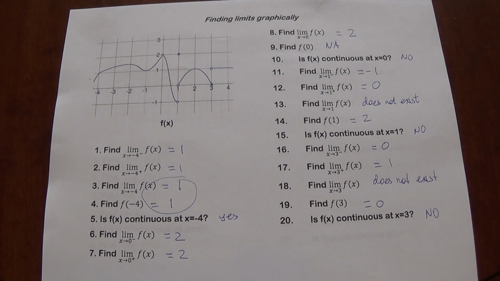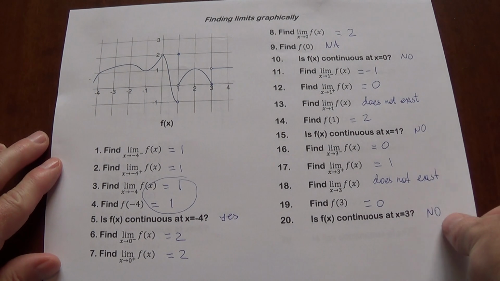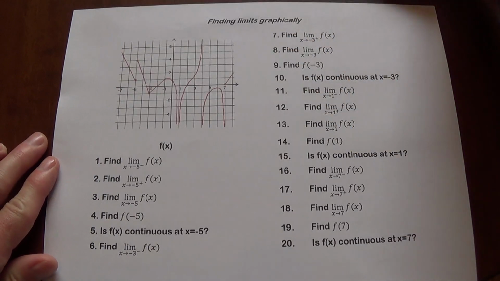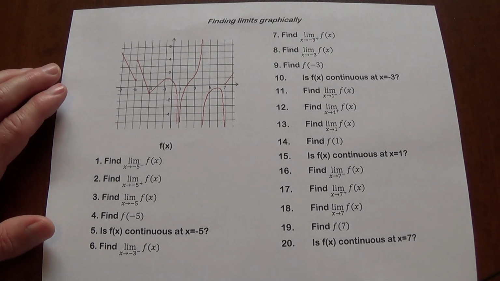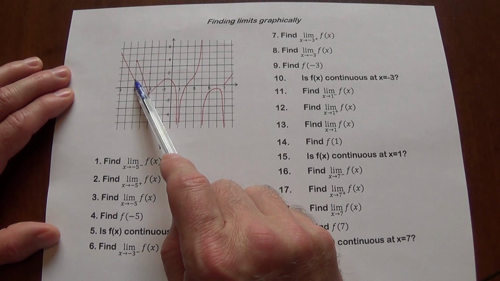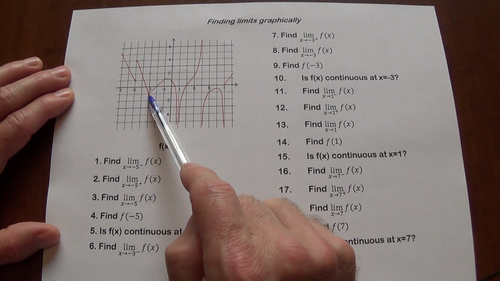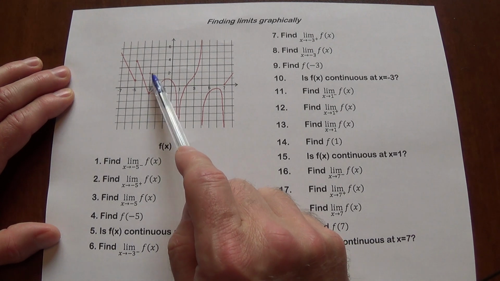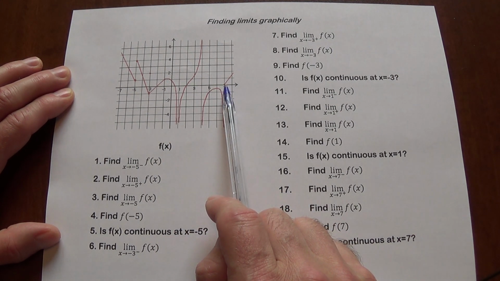We're going to take a look at one more graph with a whole bunch of questions like that, and see if it's easier this time around. So we have this graph. Just so that you can be clear, this is an open circle, this is an open circle, this is an open circle. There is a hole here, and this one's closed.